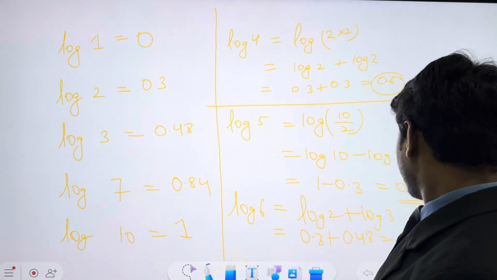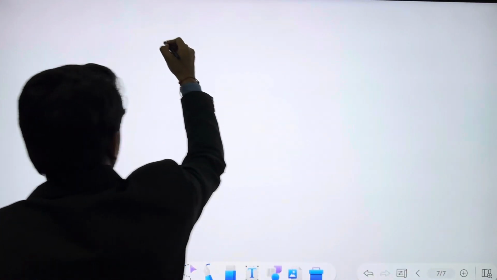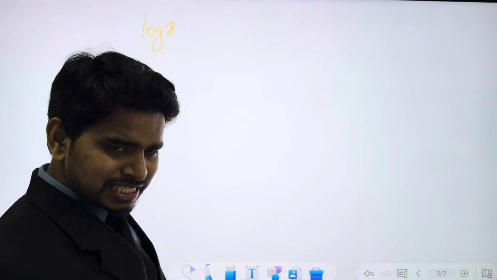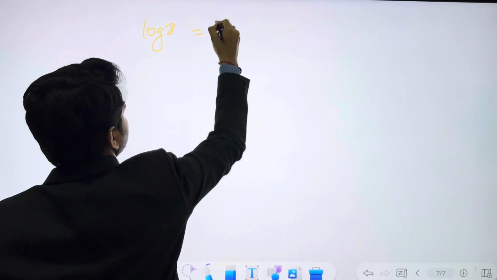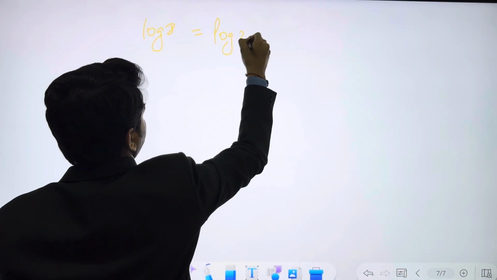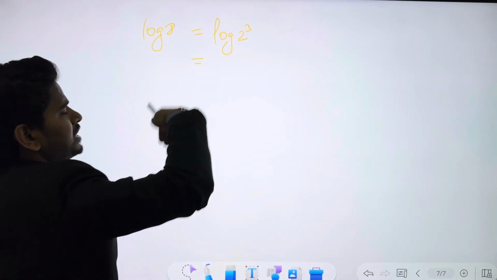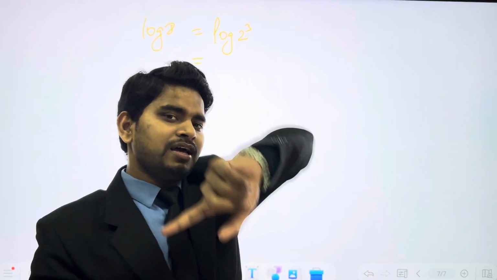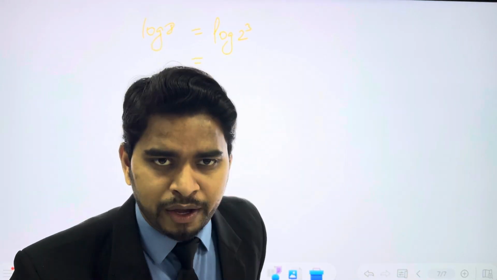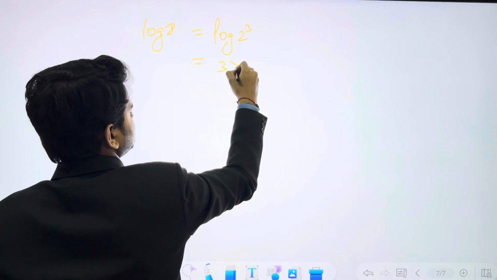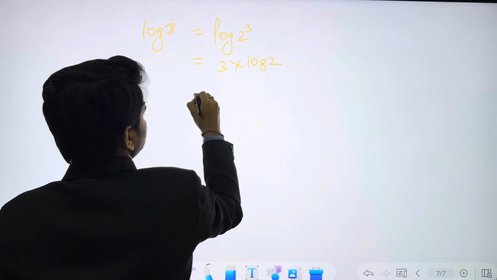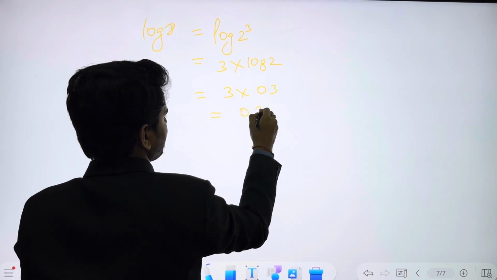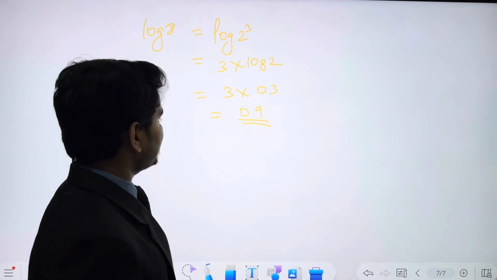Let's do it now. I believe that you can do it on your own. Log 8 can be written as log 2 to the power 3, and we know the power comes in front. Log a to the power b can be written as b into log a. So 3 into log 2. So 3 into 0.3 comes to be 0.9. Okay, and the last one is log 9.